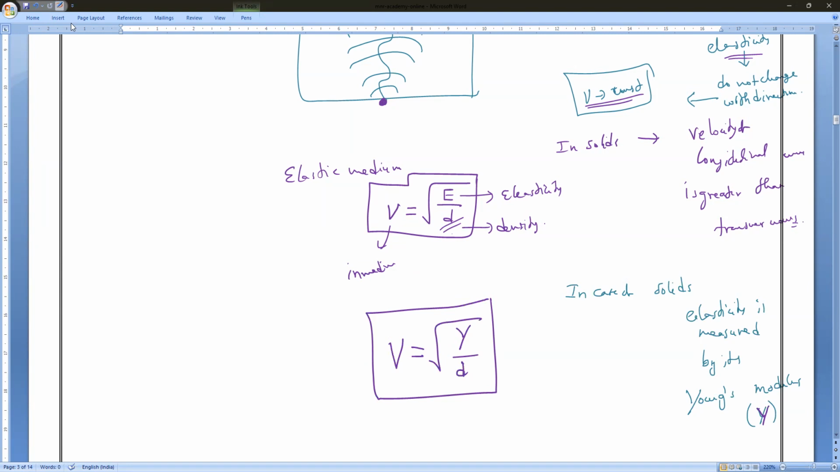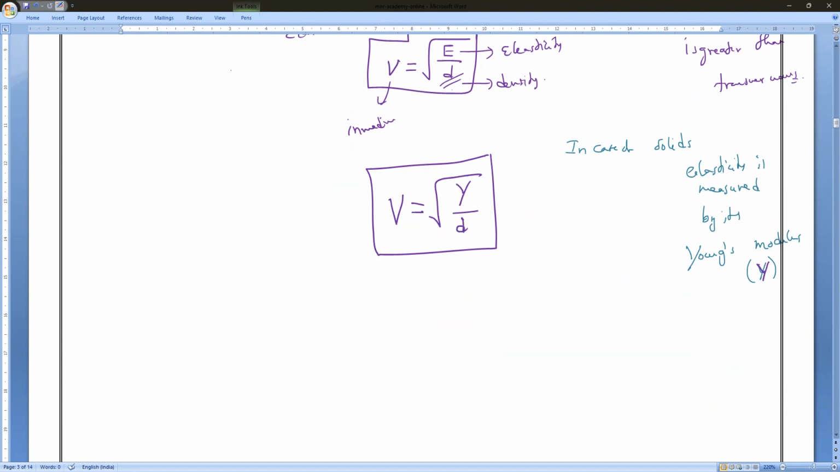Now if you compare solids, liquids, and gases, in which medium is density maximum? Solids. That's why the velocity of sound is maximum in solids, less in liquids, and least in gases. That is what you have to remember.